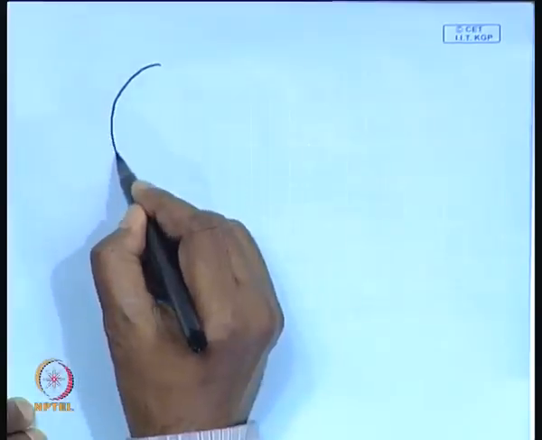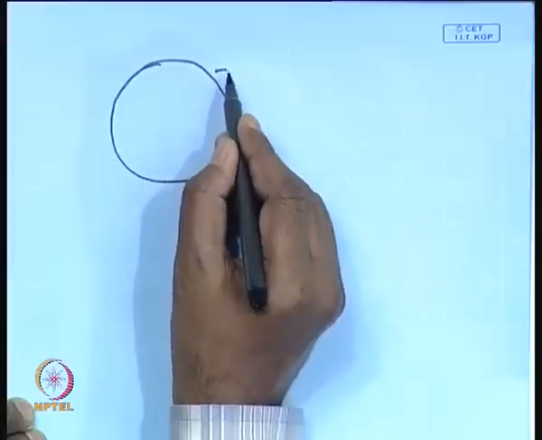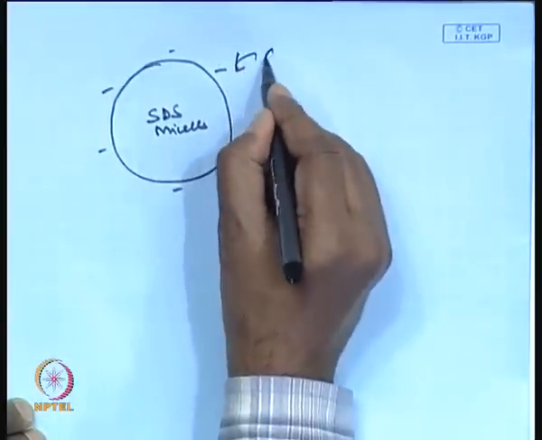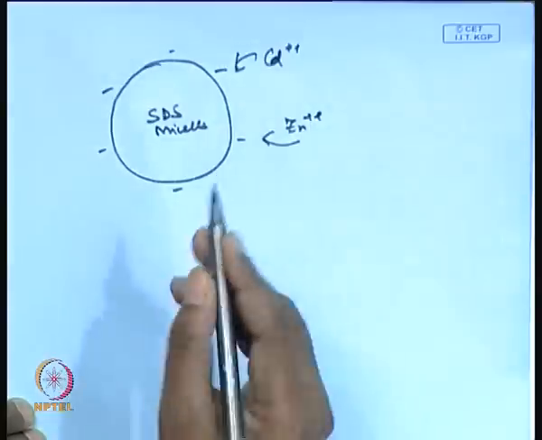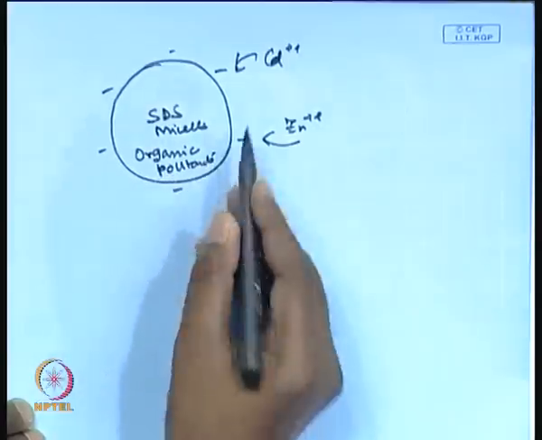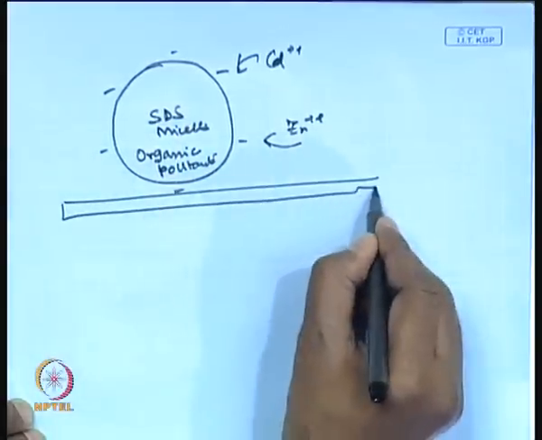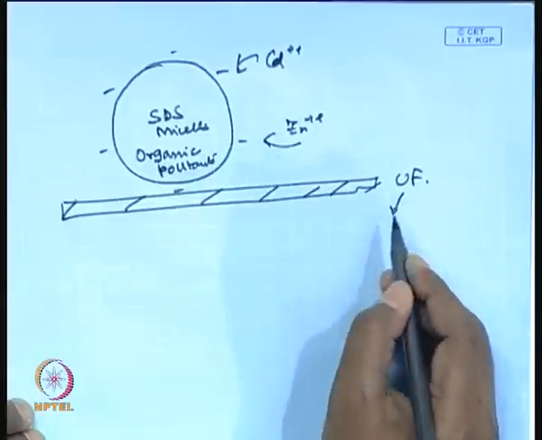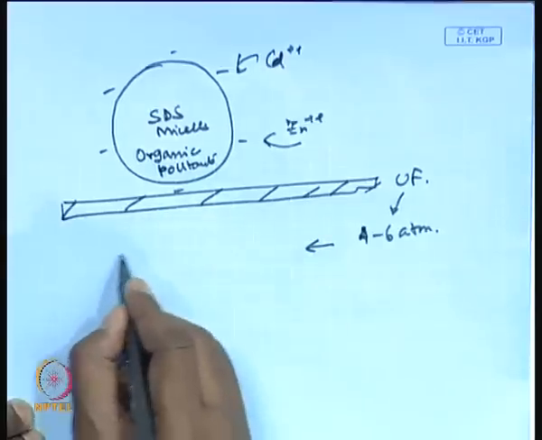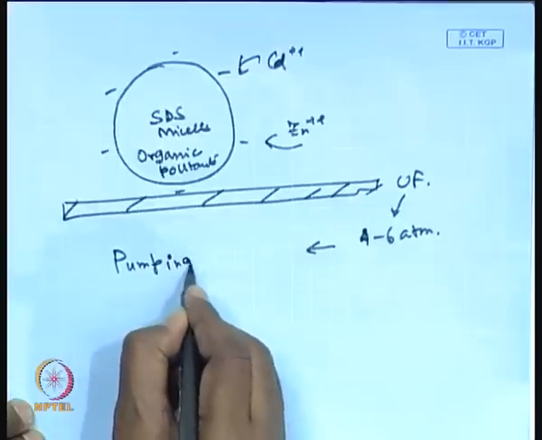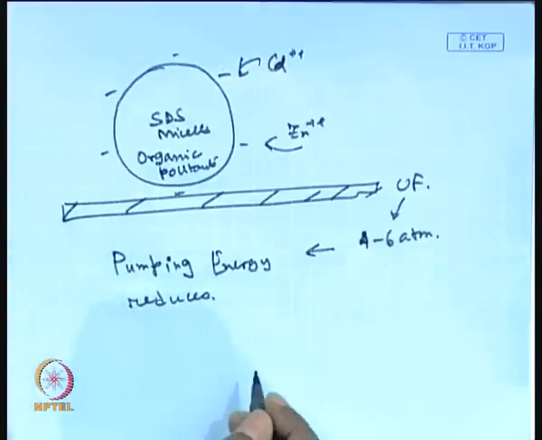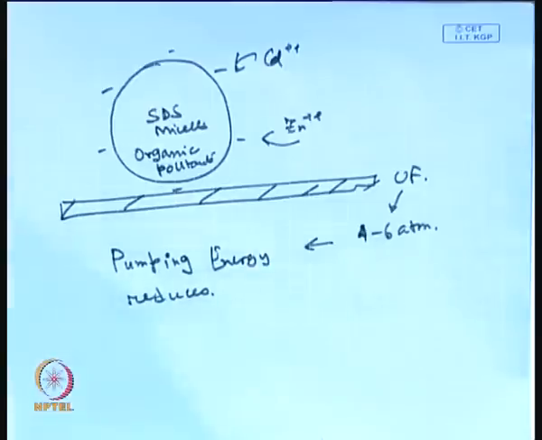Okay. So, these pollutant loaded micelles, let us say they will be negatively charged, like SDS micelles. On the outer surface you can attach, let us say, cadmium plus plus or zinc plus plus. In the inner core you can solubilize the phenolic compounds or organic pollutants. Now, these micelles are larger in size, so they will be separated by an ultrafiltration membrane, and this ultrafiltration will require an operating pressure in the order of 4 to 6 atmosphere. So, the pumping energy will be much less. Okay. So, that is the principle of micellar enhanced ultrafiltration.